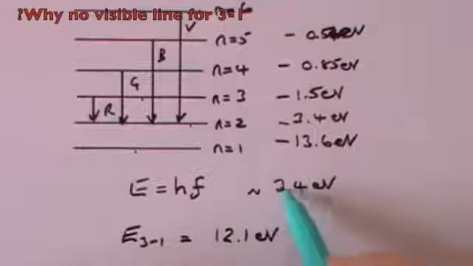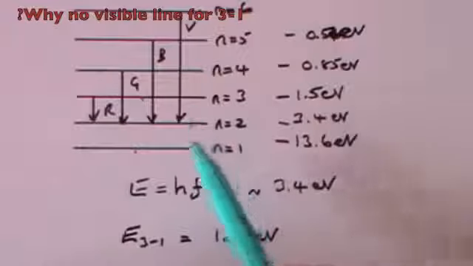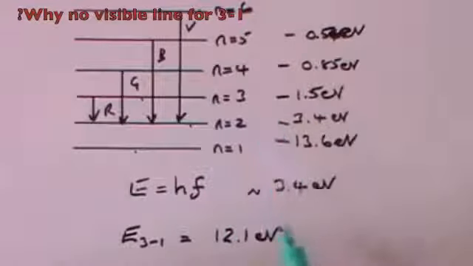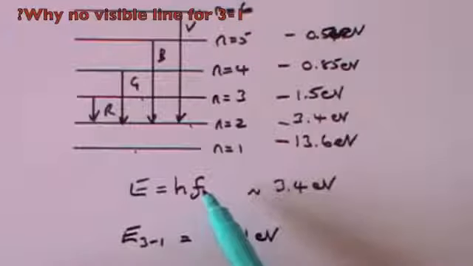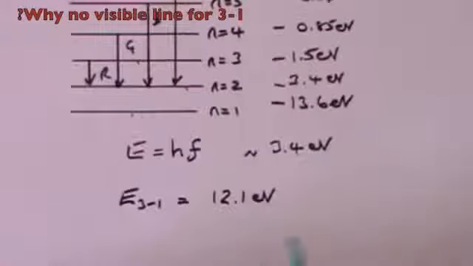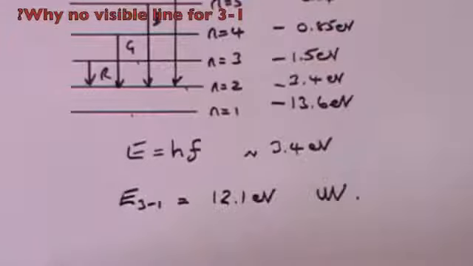Now, if 3.4 electron volts gives you a frequency which is in the violet region, what is an energy of nearly 4 times as much going to do to the frequency? Well, the frequency will be nearly 4 times higher. That means you're going up into the ultraviolet region, and you cannot see ultraviolet.